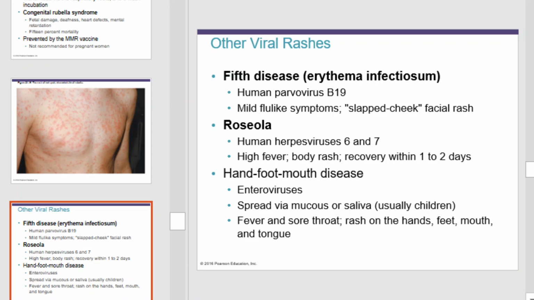Lastly is hand, foot, and mouth disease. This is caused by enterovirus. It's spread via mucus and saliva, usually in children, and causes fever, sore throat, and a rash on the hands, feet, mouth, and tongue.